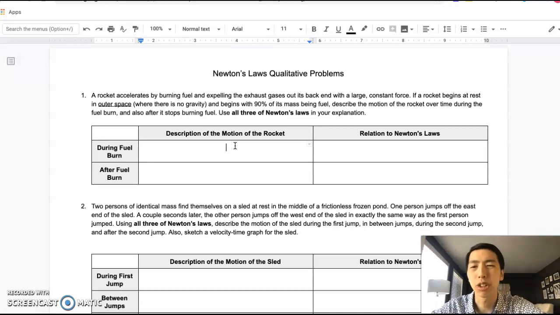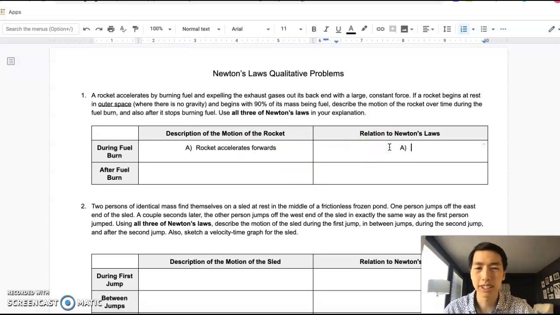So while it's burning fuel, the rocket will accelerate forwards. Okay, rocket accelerates forwards. I'm going to call that point A. Now, why does the rocket accelerate forwards?